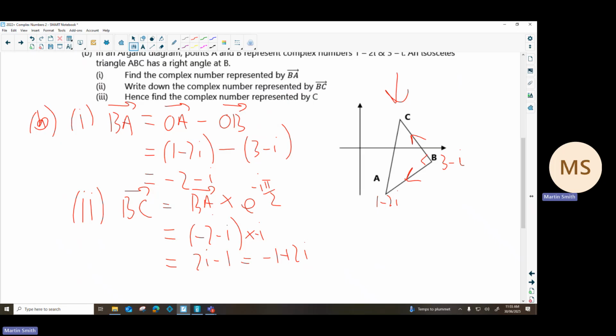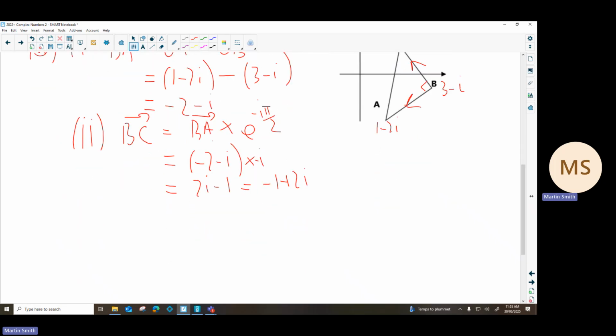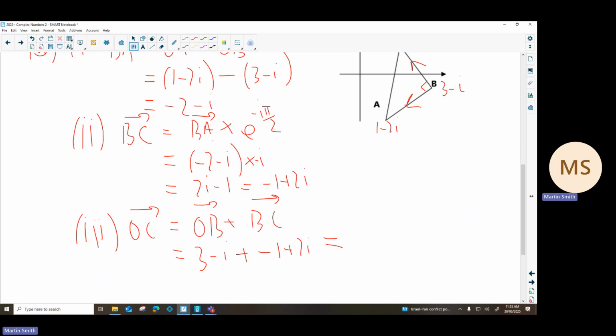We can now find the complex number at C because that's the same as finding the vector from O to C, which is OB plus BC. OB is the complex number at B, which is 3 minus i. Add on minus 1 plus 2i gives me a net answer of 2 plus i as the complex number at C. And we are done.